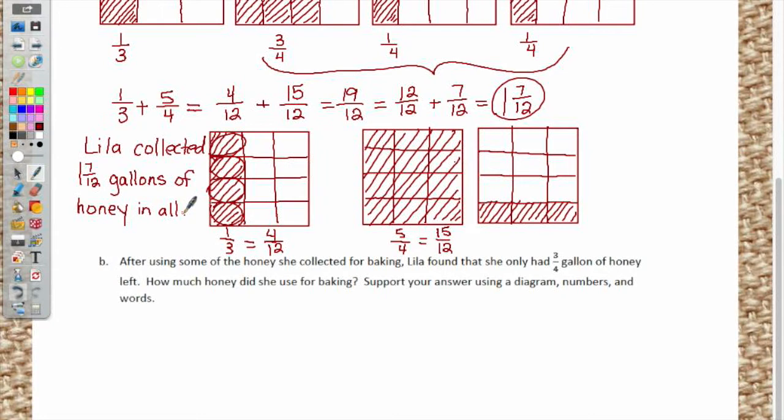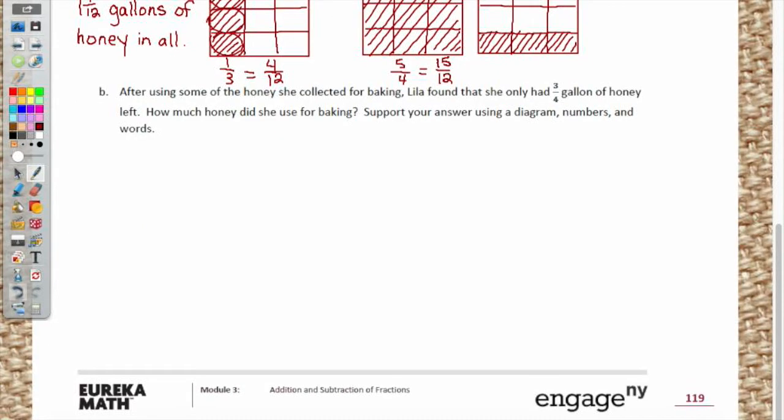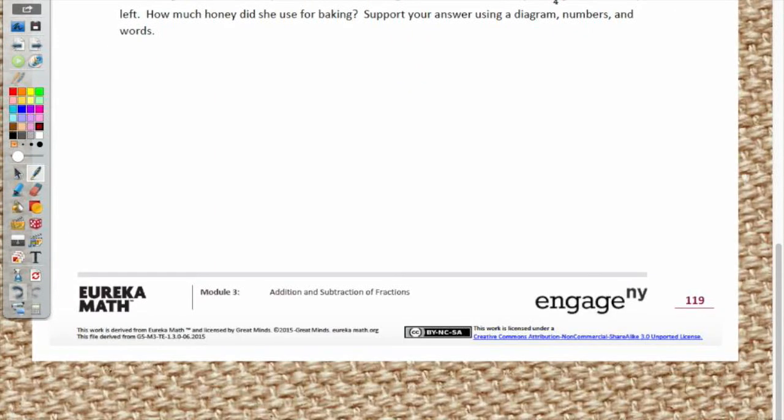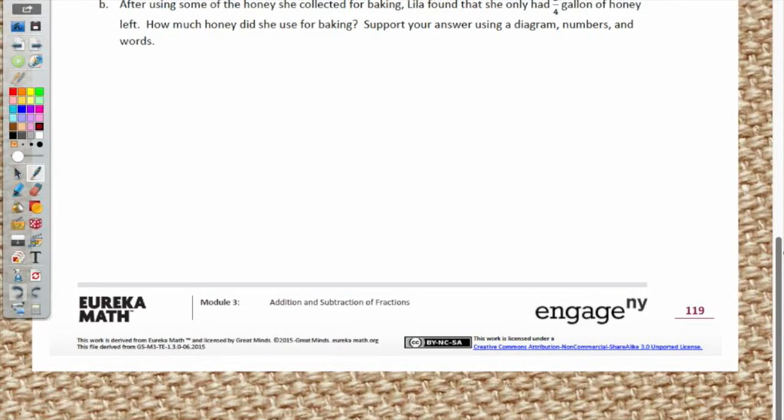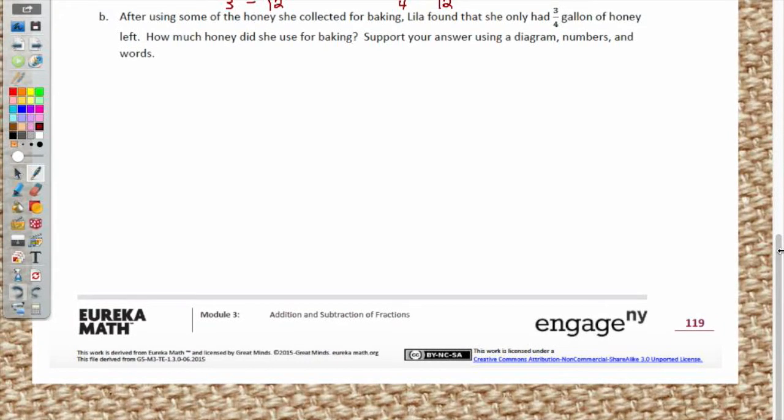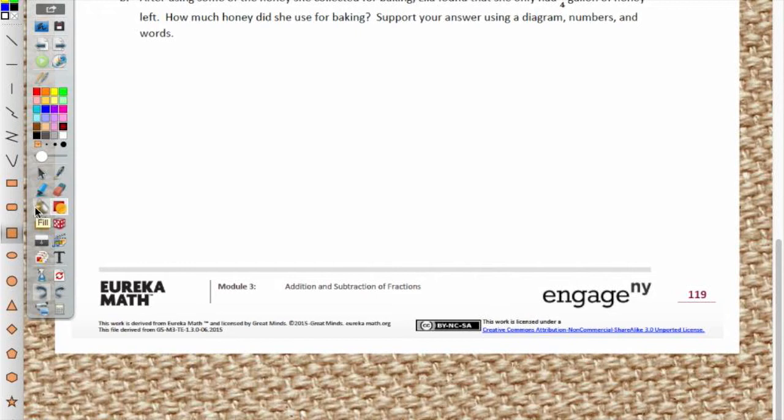So remember I said we're going to use this answer on the next problem? Okay, so remember what that answer is. I'm going to go ahead and read this one. After using some of the honey she collected for baking, Lila found that she had only 3/4 gallon of honey left. How much honey did she use for baking? Support your answer with a diagram, numbers, and words. We'll start with a tape diagram. Whoops, that's not a tape diagram.